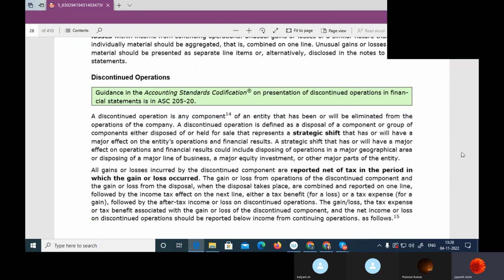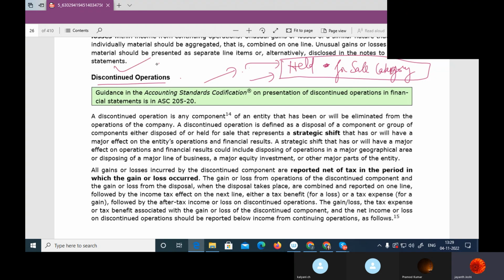Okay. What do you mean by discontinued operations? If you want to sell a business, you cannot sell that business directly. You have to first show that as held for sale category. What is that? Held for sale category, and then you can sell it. Okay. So if you are putting some business in this category, the intention is clear that you want to discontinue that operation.